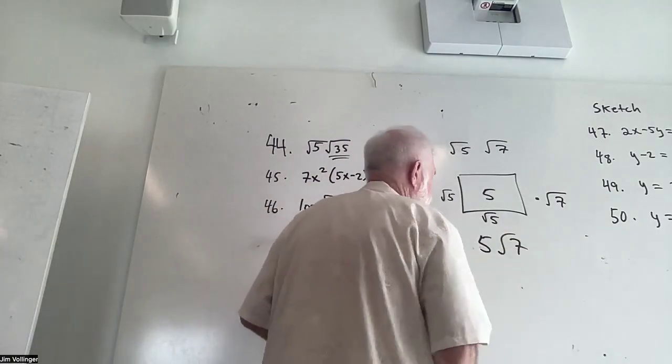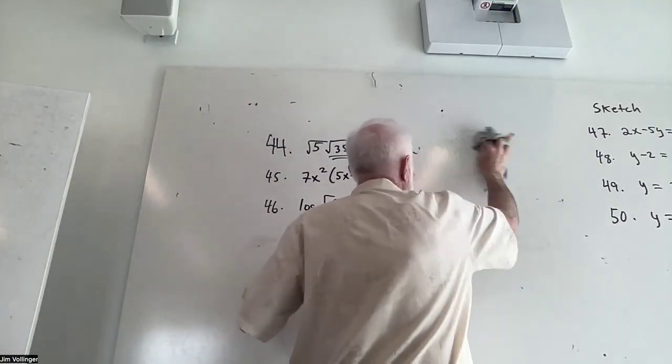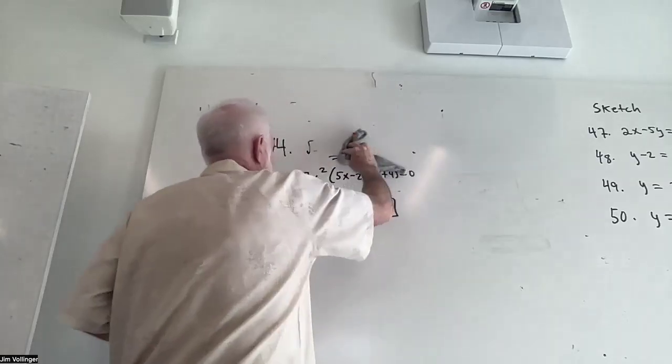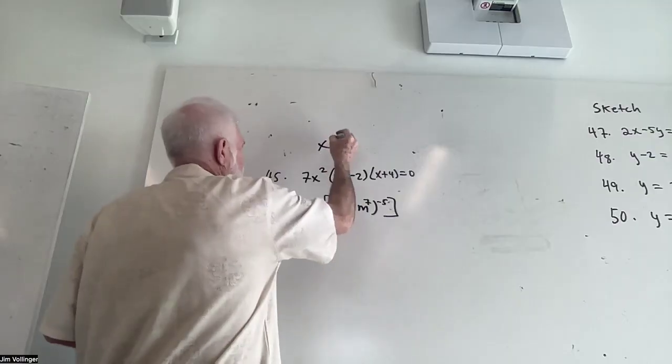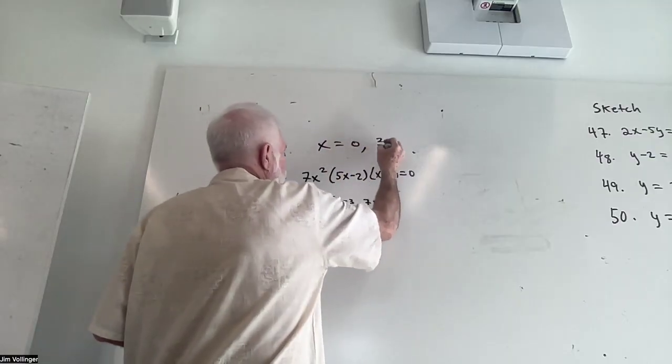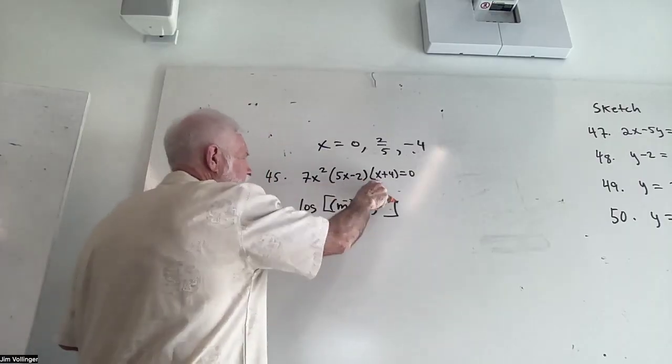5 root 7. Okay, this is supposed to be a review, so I shouldn't have to talk about it too much. But hopefully just enough to get you to recall. Answers: x equals 0, comma, 2/5, comma, negative 4. Move on. We've got isolated x's.